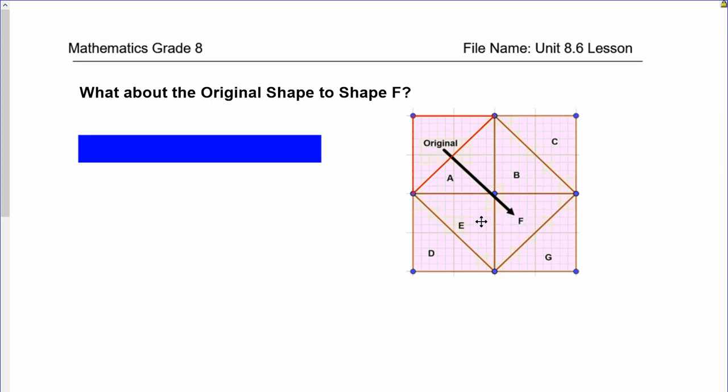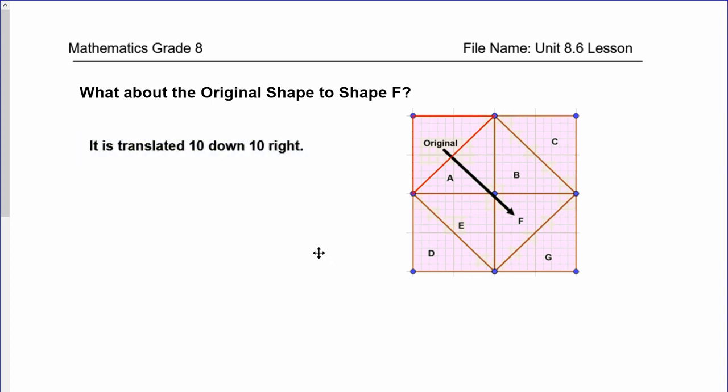Well, I pick a corner. I'm going to use the bottom left corner, and I'm going to move it to the bottom left corner of the place I want to move it to. So I've got to get from here to here. Now, this grid is 5 by 5, each one of these boxes here, so that is 5, 10. So it's 10 down and 10 right. There's your translation.